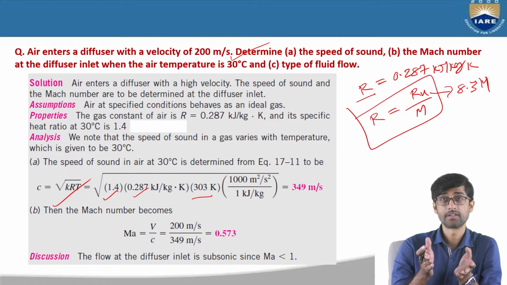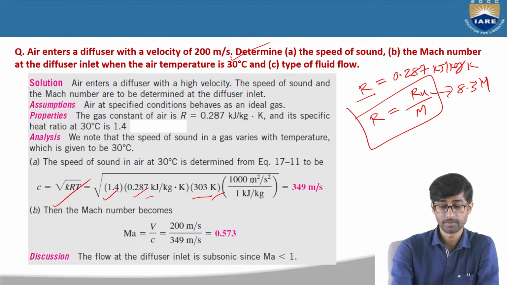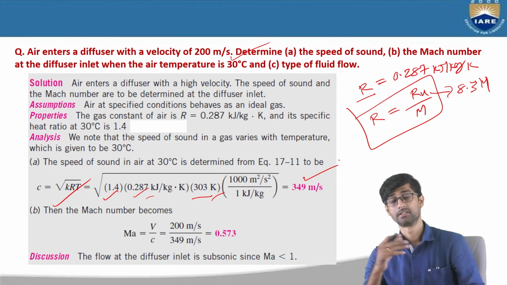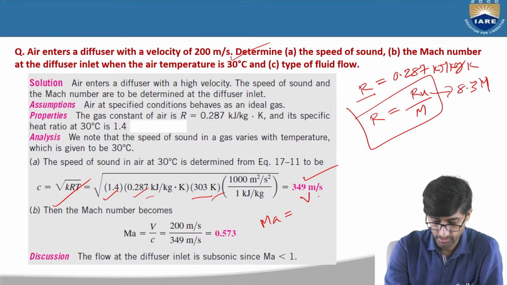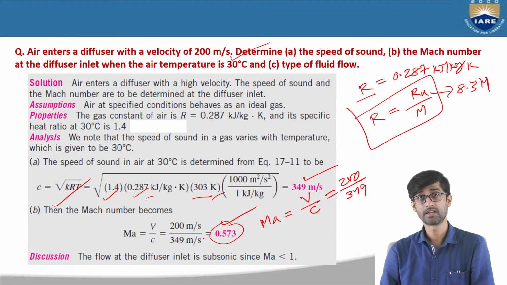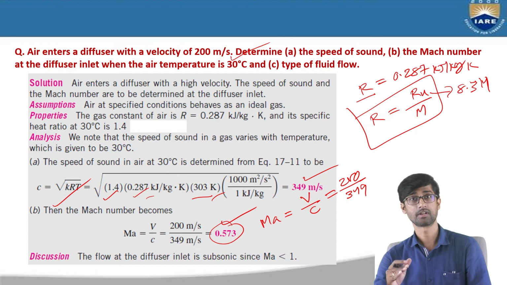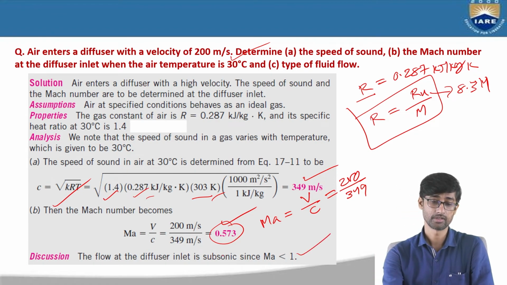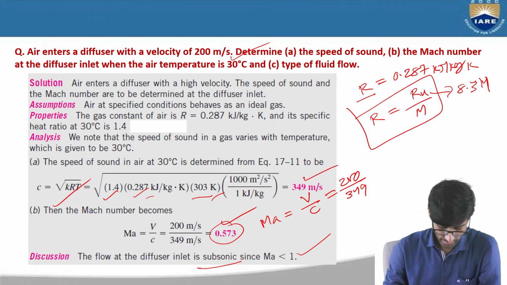And when we are calculating this speed of sound, we check the units. Here R is in kilojoule per kg Kelvin, T is in Kelvin, and we multiply by 1000 to convert to joule. So it becomes 349 meter per second. This is the speed of sound. So after calculating the speed of sound, what is the Mach number? Velocity divided by speed of sound, that becomes 200 by 349. It becomes 0.573. So it is less than 1, right? If it is equal to 1, it is called sonic flow. Less than 1, subsonic flow. Greater than 1, supersonic flow. Now it is less than 1, so the type of flow is subsonic. So this is all about speed of sound and Mach number.